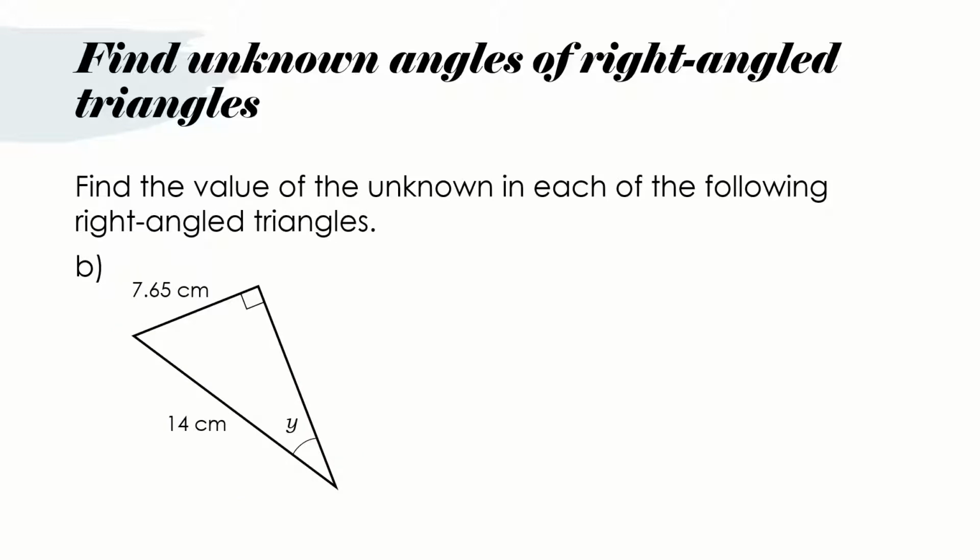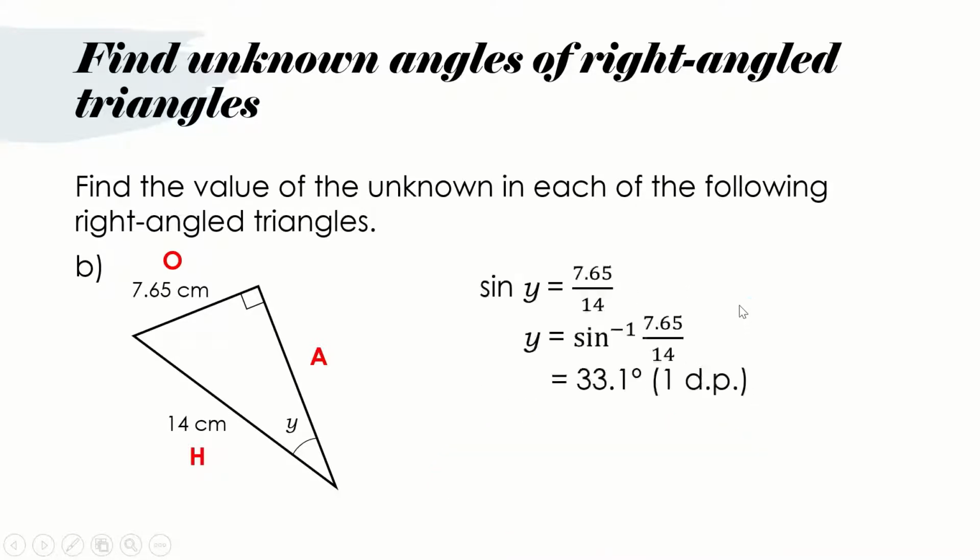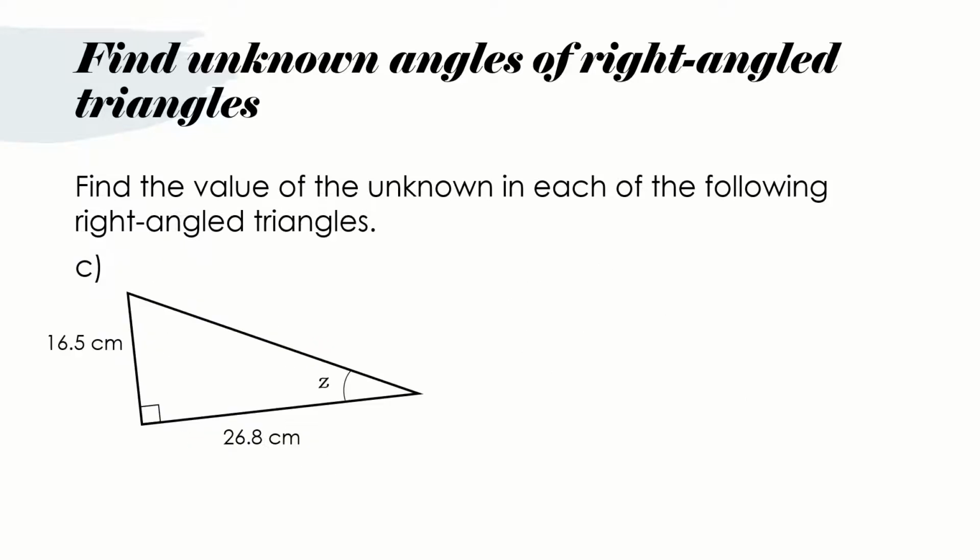Okay, part B, to find angle Y, same thing, got to label the side O, A, and H. And because we know the O and H, we got to use Soh. Sine theta equals to opposite out of hypotenuse. So sine Y equals to 7.65 out of 14. Y will be equals to sine inverse 7.65 out of 14 and you get 33.1 degree. Correct to 1 decimal place.